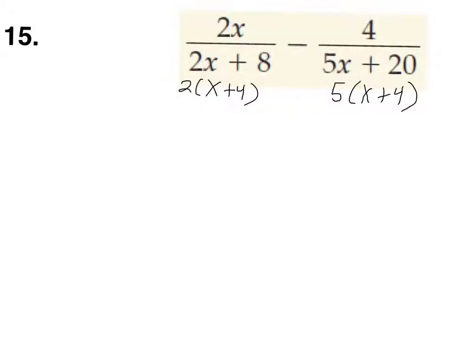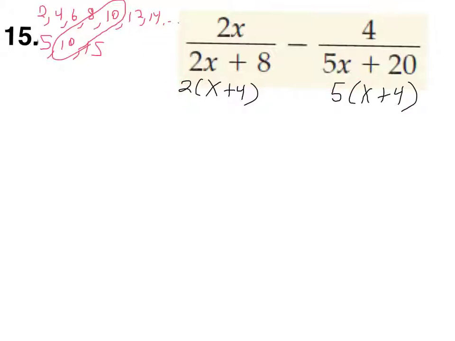If you're absolutely stuck on this, make a list. 2, 4, 6, 8, 10, 12, 14, and so on. And make a list of 5s, 5, 10, 15. Look for any common numbers, and look at that. 10 is the same. So that means 10 is what we want both of these to become.